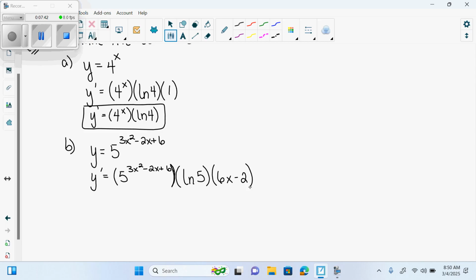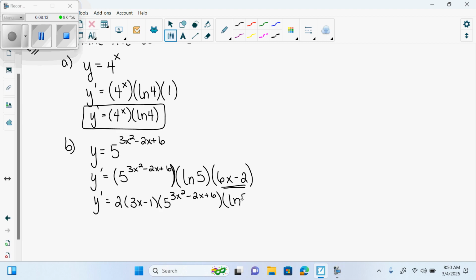Now, a lot of the time, just so you know, they will go one more step. They will look at that 6x minus 2 and say, I can take a 2 out of it. So they'll write it as 2 bracket 3x minus 1. They'll take this, move it to the front, and take a 2 out of it. You see what I did there? And then they'll go 5 to the 3x squared minus 2x plus 6 ln 5.